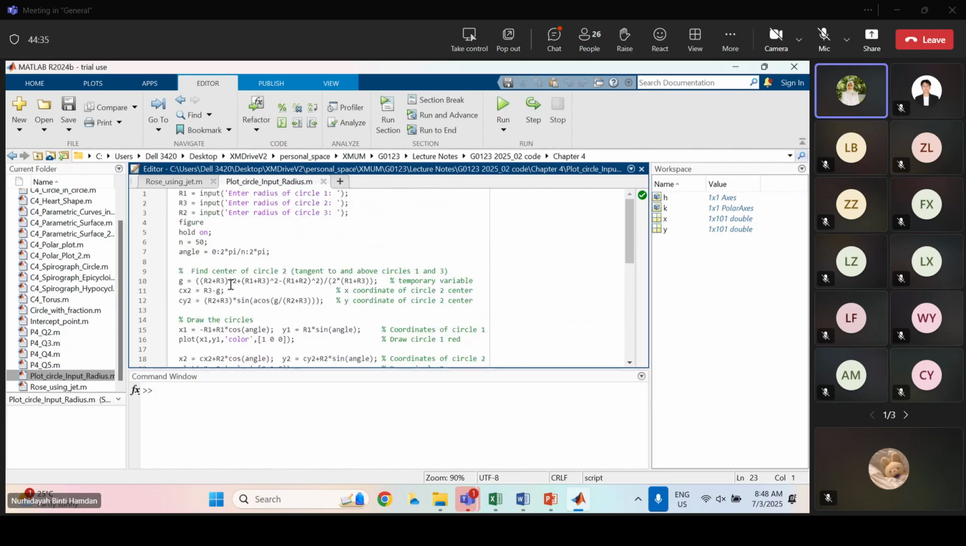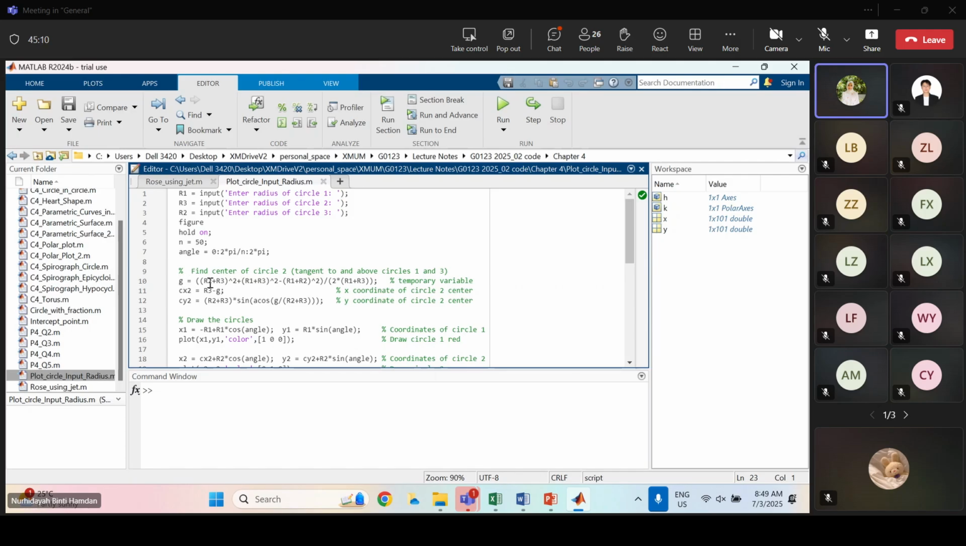So first find the center of circle 2, tangent to and above circles 1 and 3. After that, we make a temporary variable: (R2 plus R3) to the power of 2 plus (R2 plus R3) to the power of 2 minus (R1 plus R2) to the power of 2, divided by 2 times (R1 plus R2). This is for circle 2. For the x coordinate, it is R3 minus G.